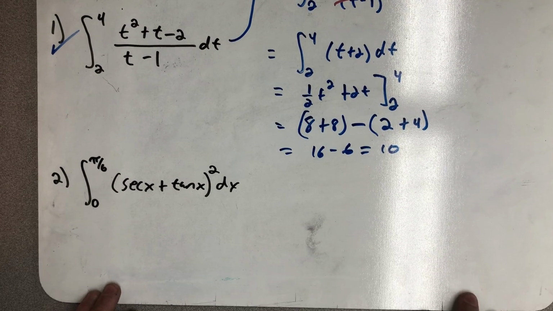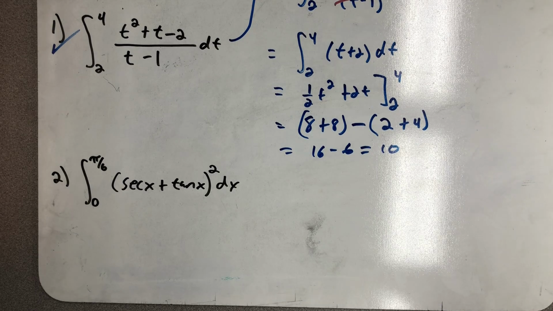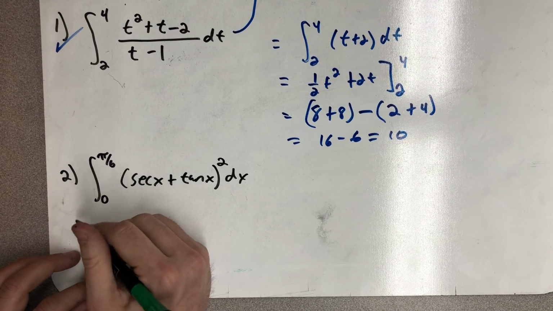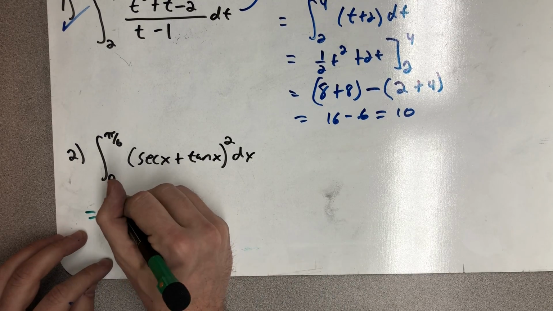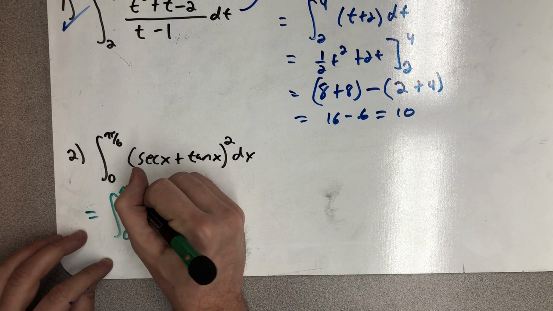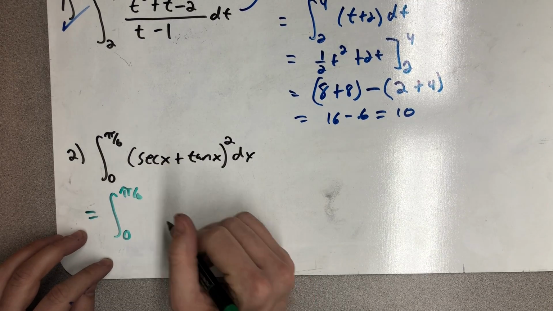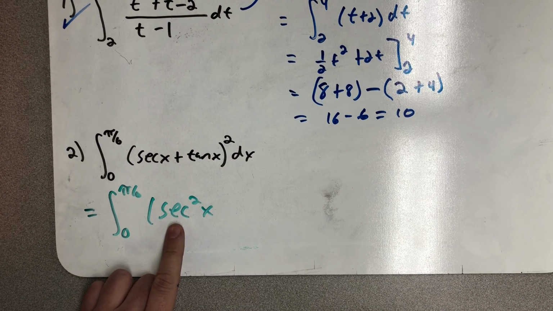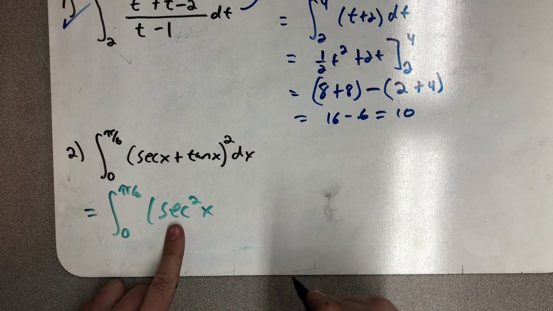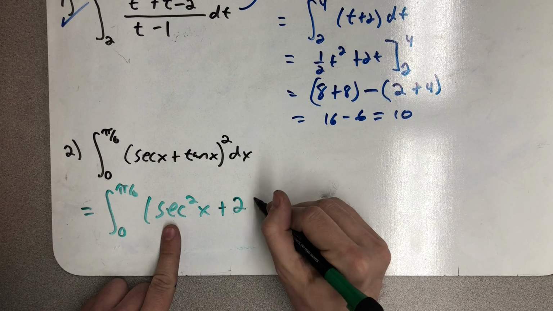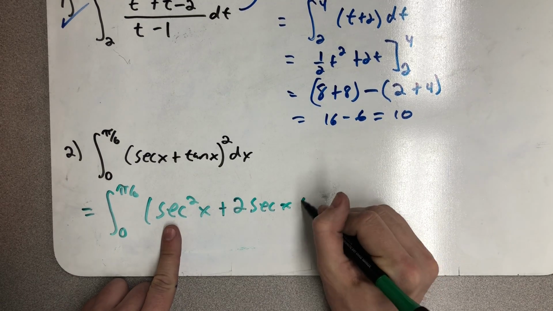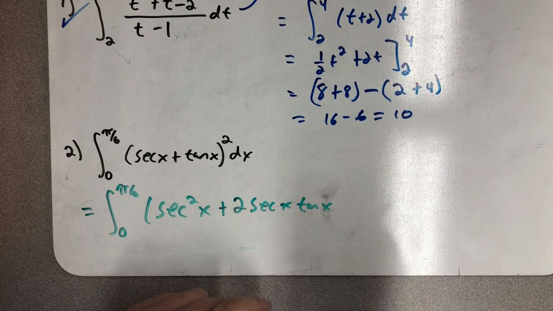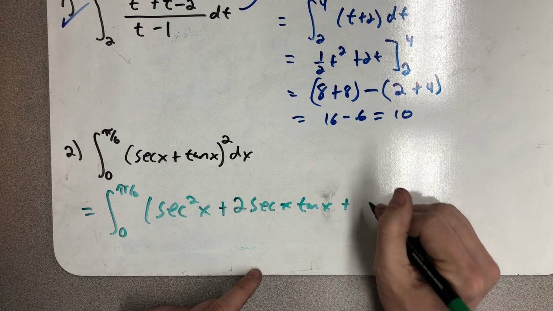So in number 2, I think I might be in that same place where I have to do just a little bit of arithmetic before I get started. This time I think some trigonometry might help us out. So I'm just going to start by trying to simplify the integrand. So I'm going to square this. I end up with a secant squared, and that's good because I know exactly how to integrate a secant squared. Plus 2 times secant tangent. Okay, well again, that's an antiderivative I know, plus tangent squared.